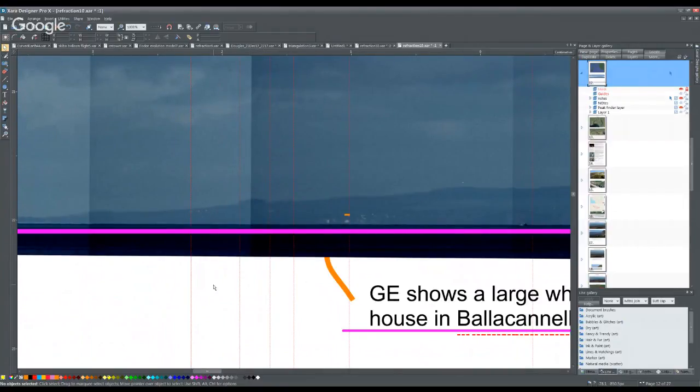So the second building in Balla Canal, that one I wasn't yet able to identify. Oh yeah, I found that one. Yes, I found that one. You found that one. All right. Yes, that's brilliant.